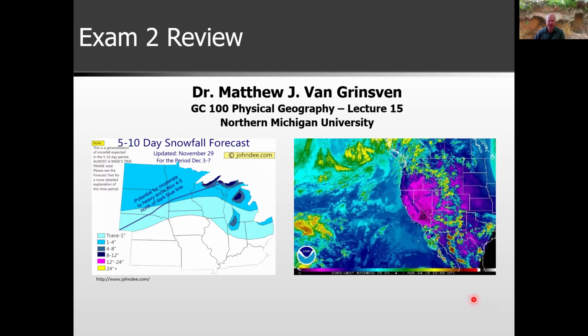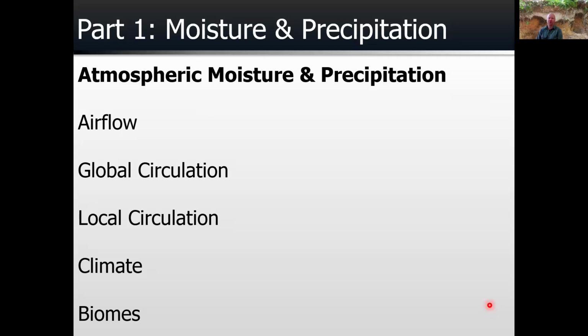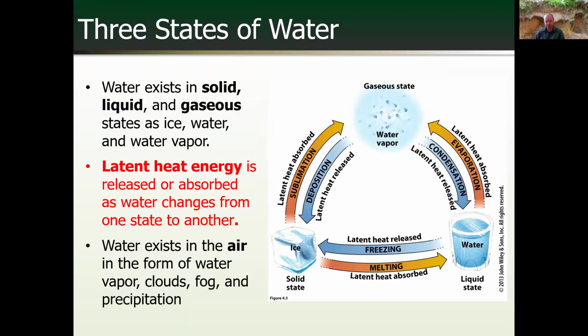All right, today we will be comprehensively covering all material delivered in section 2 in preparation for exam 2. So hold on to your seats. We got a lot to go through. We're going to begin with the physical properties, pressure, moisture, precipitation, moving more into local to global scale circulation, and ultimately finishing up with discussion of climate and biomes.